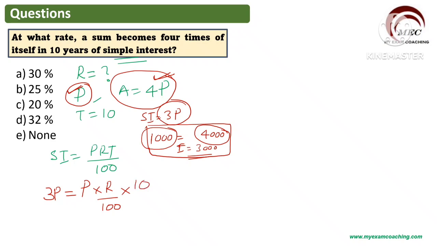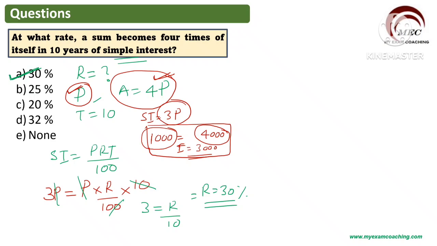Now you can see the simplification. Cut this P and this P. Cut this 10 with 100, 10 times. So we got 3 is equal to R by 10. Cross multiply, so you get R is equal to 30%. So we got the answer: 30% is the correct answer. So option A is the correct answer.